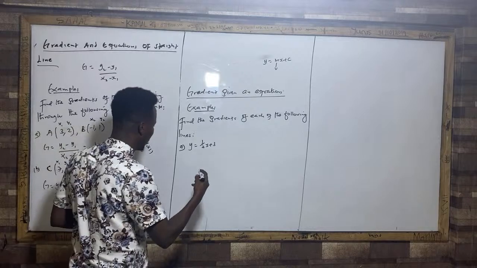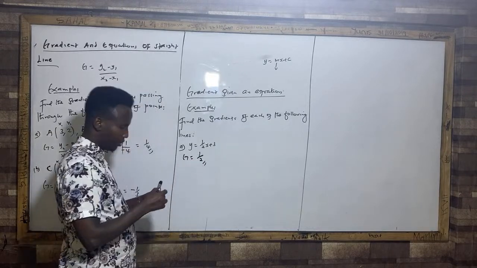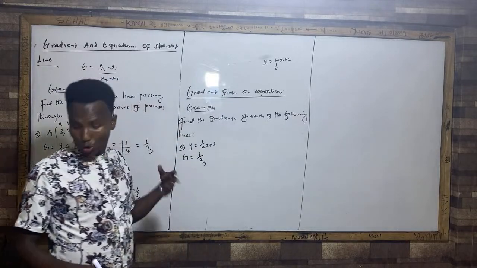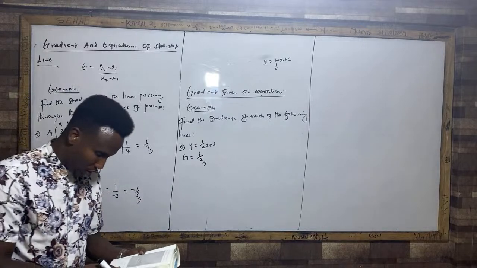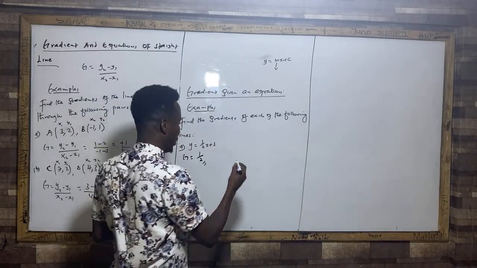Gradient is equal to half. That is the final answer, guys, because our equation is already written in the form y is equal to mx plus c. We therefore don't need to rewrite it in that form. Now let's see the next one.